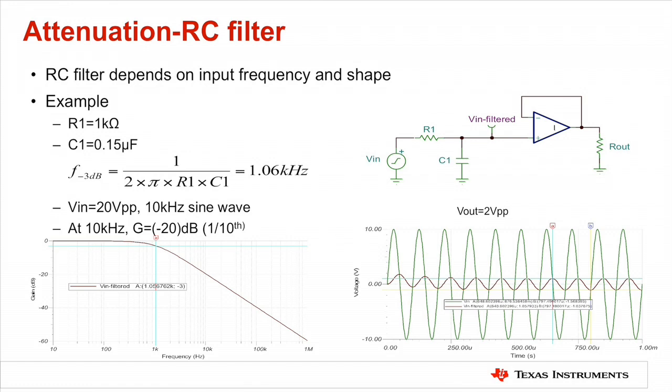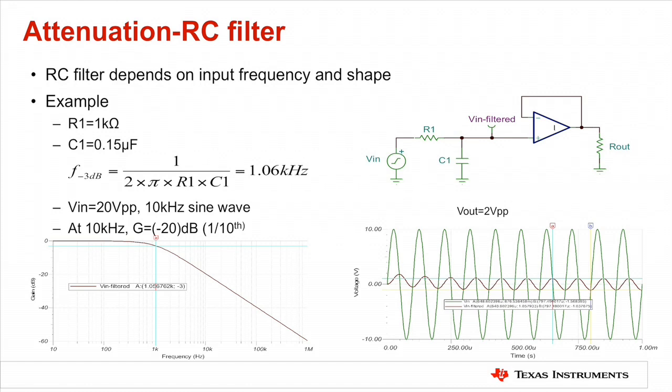Remember that the level of attenuation from the RC filter is dependent upon the input signal's frequency and shape. For example, let's use a 1 kilo ohm resistor and a 0.15 microfarad capacitor. Using f equals 1 over 2 pi RC, we can calculate that a 1.06 kHz signal will see 3 dB of attenuation using this combination. If we drop the circuit into TINA-TI, we can graph the frequency response of the RC filter and confirm 3 dB of attenuation at around 1 kHz.